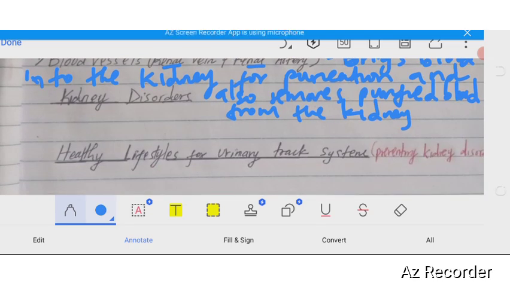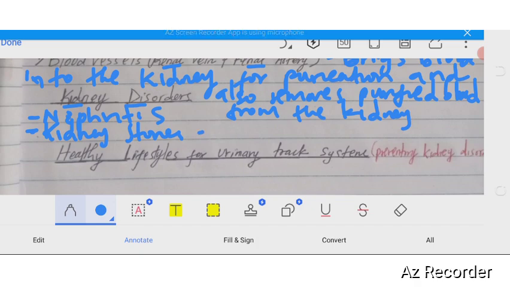So from there we go to kidney disorders. Kidney disorders are diseases that attack the kidney. Number one, we have nephritis, which is a disease that attacks the kidney nephrons, which are the functional units of the kidney. From there, we have kidney stones, also a disorder.